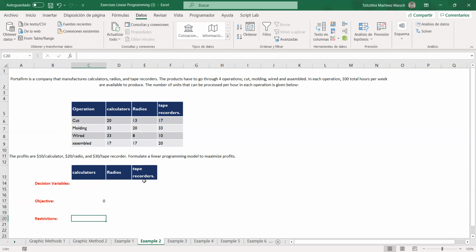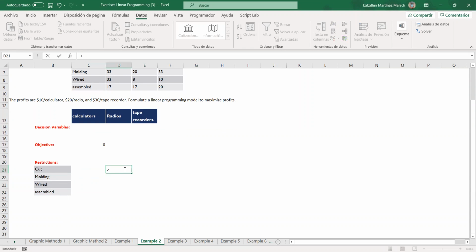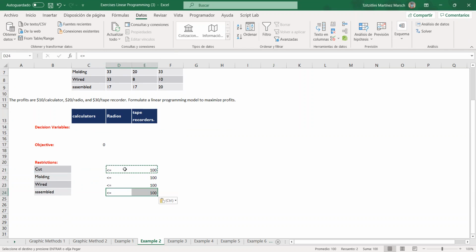And I have here my restrictions for cutting. Let me just put them right here so I don't have to write them all. Those are going to be my restrictions, and all of them have to be less than or equal to 100. Why? Because I have 100 hours for each operation, and I cannot go above that.